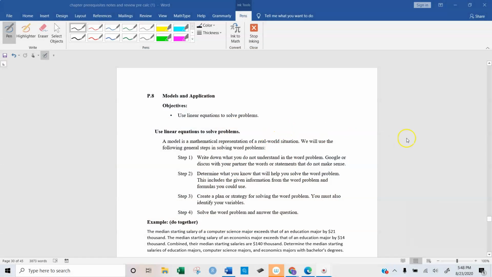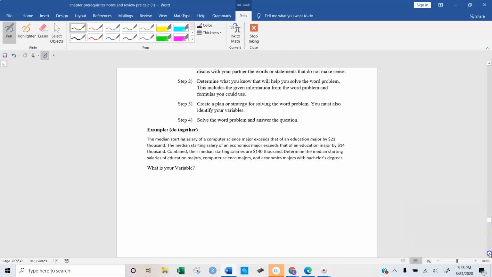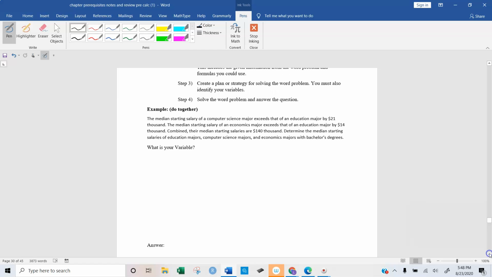Okay, P8. There's like 4 steps here, which you can use. And we're going to do them, and we're going to write them down as we go. So the first step is I need to know what do I know. So when I'm in here, I'm going to say, hey, what do I know? What don't I understand? And how can I keep going?